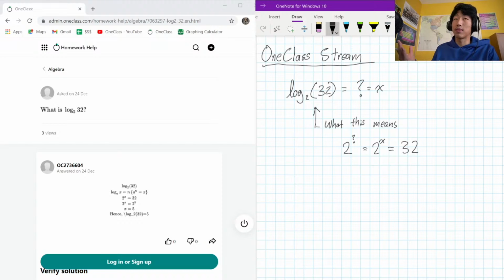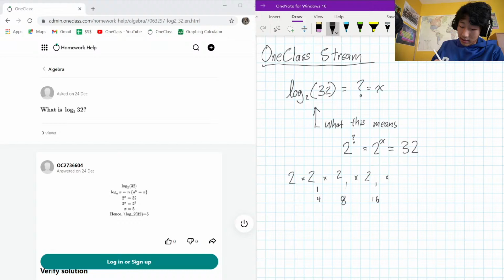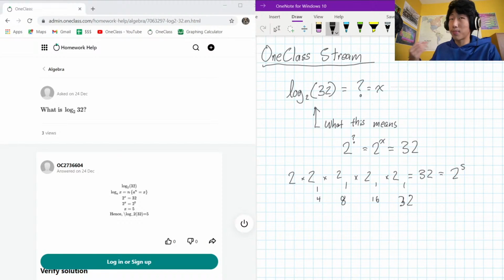Well, let's think about how many times we can multiply 2 together to get to 32. That's how we're going to find the power. So we know that 2 times 2 is 4, times 2 is 8, times 2 gives us 16, times 2 gives us 32, because 16 times 2 is 32. In total, as you can see, we have 5 twos multiplied together. So 32 is equal to 2 to the power of 5. And that's pretty much what we're looking for right here.